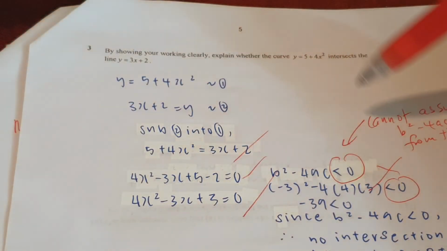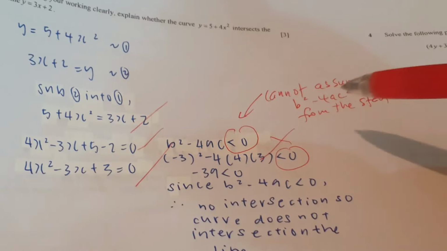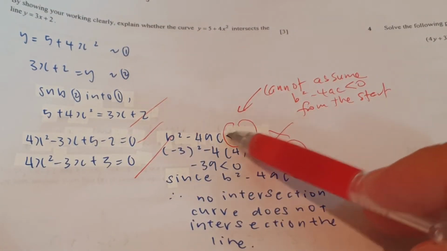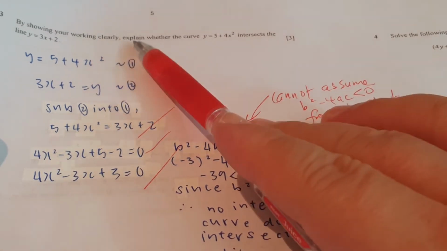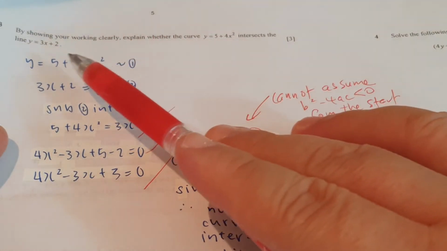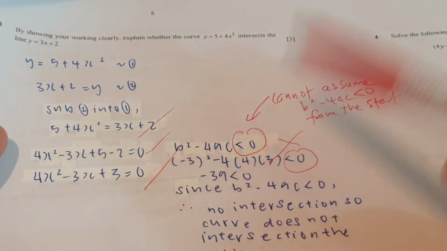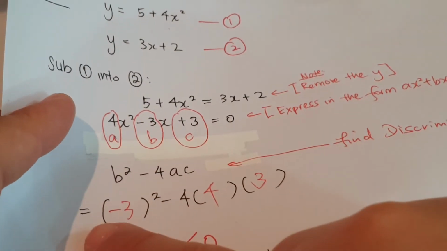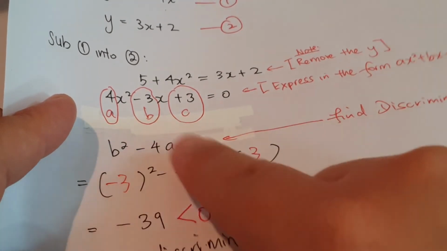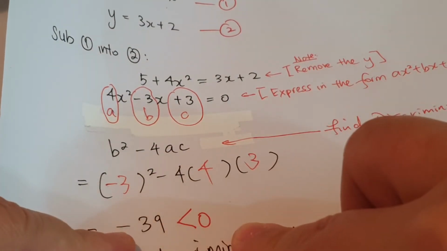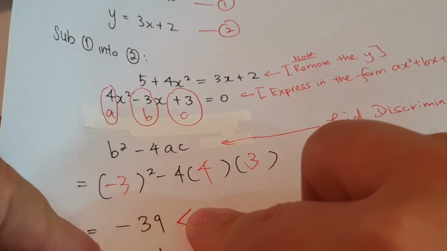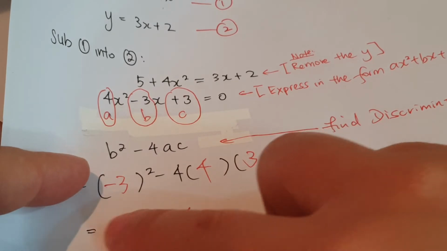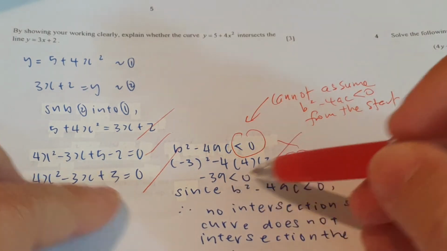Now, next mistake: quite a few of you assume right from the start that it's less than 0. No, you cannot assume. They ask you to explain whether it intersects the line or not. So you've got to find your b squared minus 4ac like what I have done here. Just find its value. After you have found the actual value, then you conclude that it's less than 0, or greater than 0, or equal to 0. So this is totally wrong.